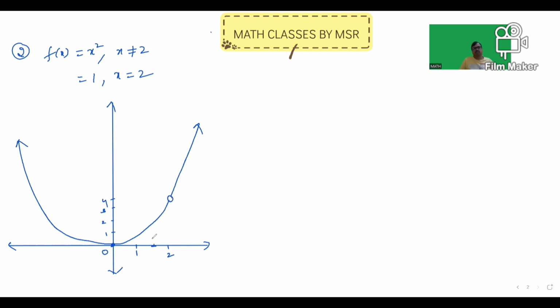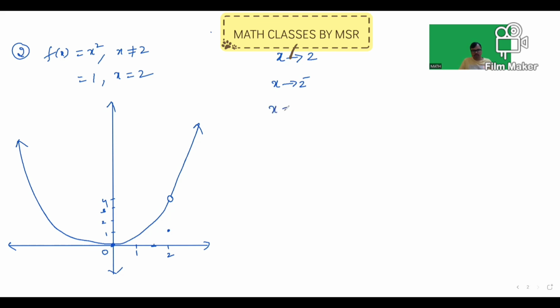No worries. But at x equals 2, what is the value of the function? It is 1. So this is the graph of the given function. Now try to understand. As per the definition, when x approaches 2, what happens? X approaching 2 means we need to check two ways, from right and from left also. When x approaches 2 minus, what happens?